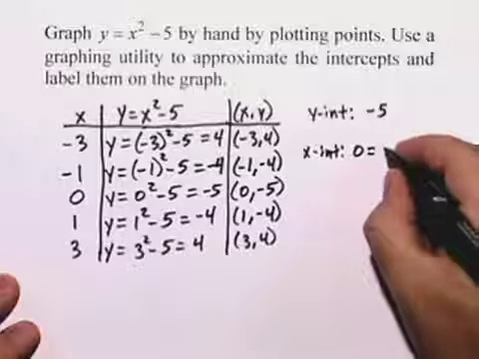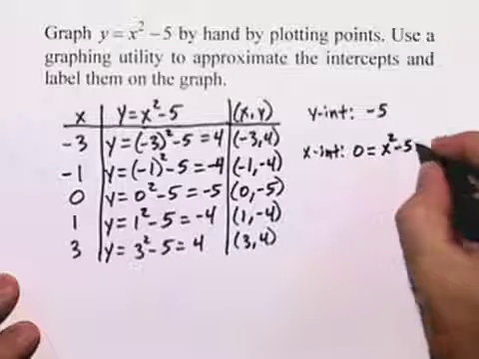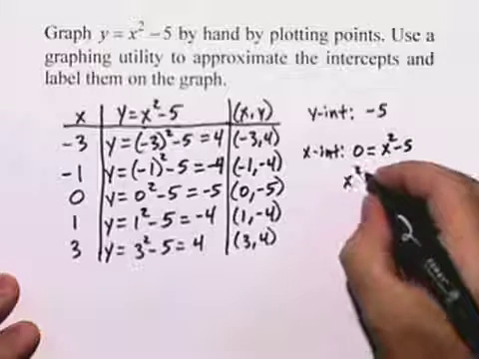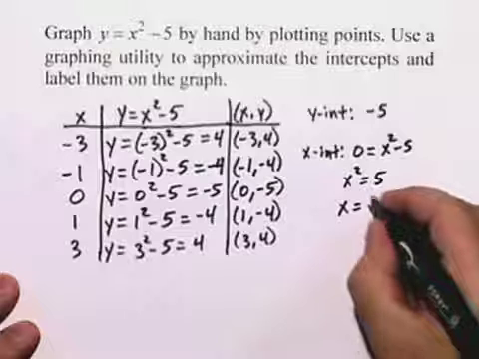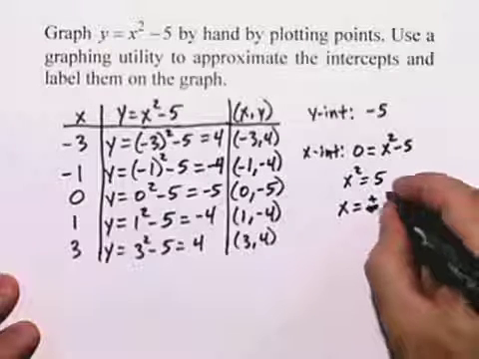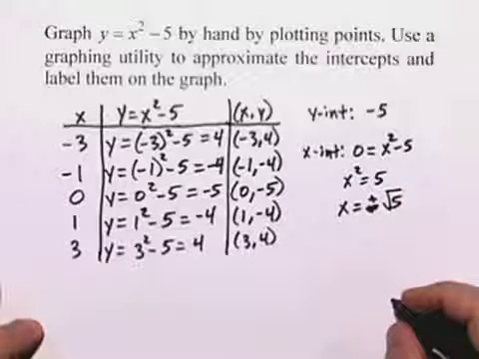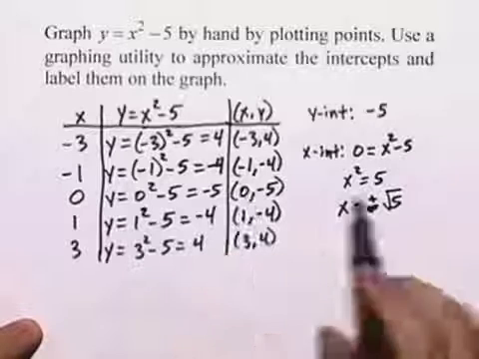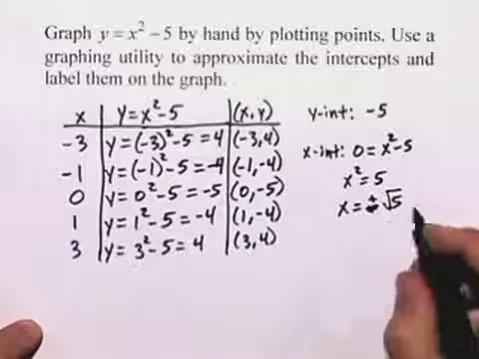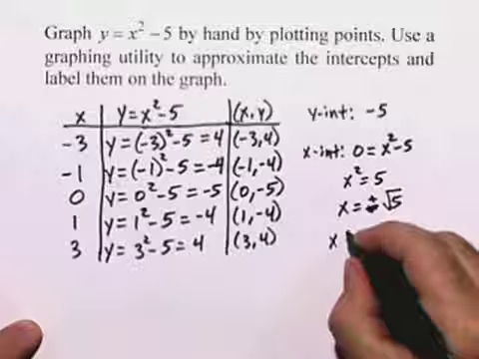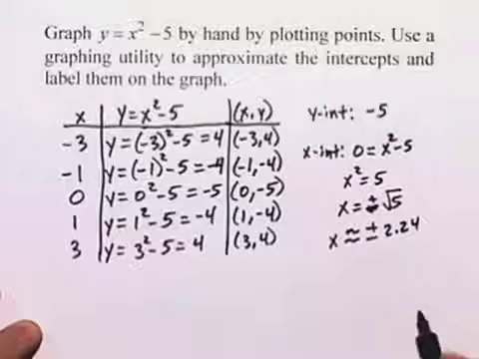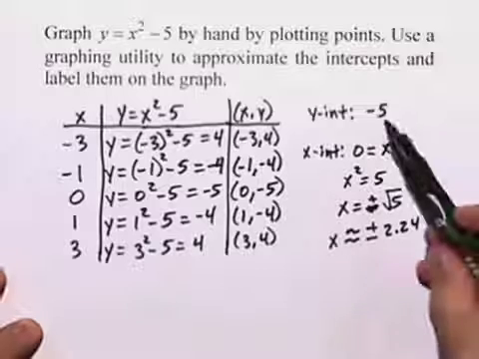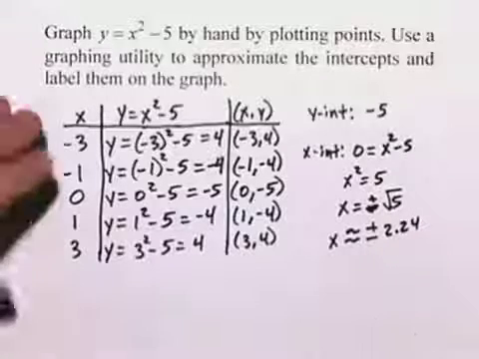So we need to solve 0 is equal to x squared minus 5, which gives us x squared is equal to 5, or x is plus or minus the square root of 5. Now, using a graphing utility, we can approximate this value. The square root of 5 is approximately 2.24. So we have two x-intercepts and the y-intercept that we will plot on our graph.